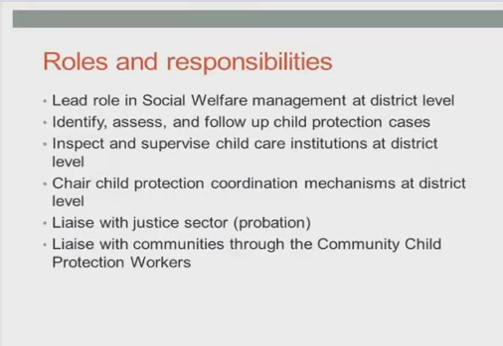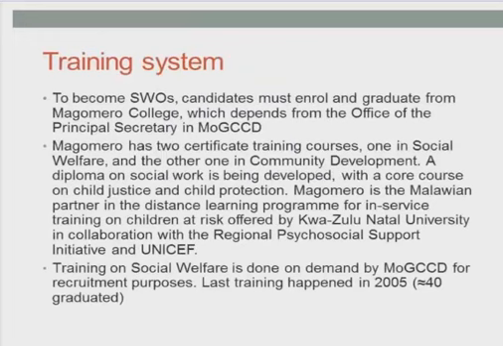So the role is to identify, assess, and follow up cases. They also have to inspect and supervise child care institutions at district level, and they are chairing the child protection coordination mechanisms at district level. Here it's interesting to see how these mechanisms can be very different across the districts, but still social welfare officers are present, and in most cases they are chairing these coordination mechanisms. And they liaise with the justice sector through probation and with communities through the community child protection workers.